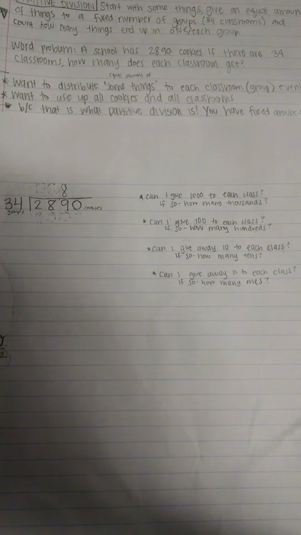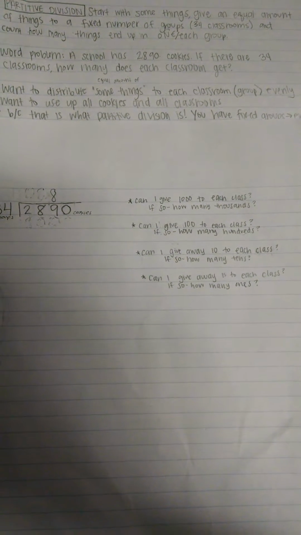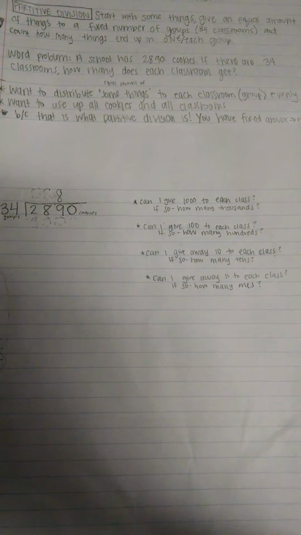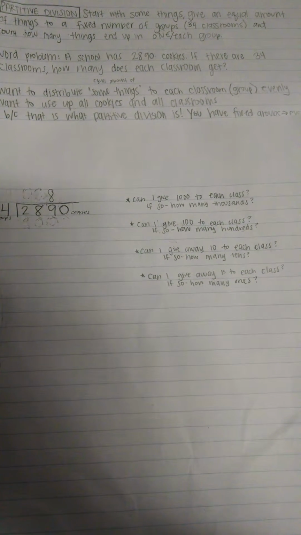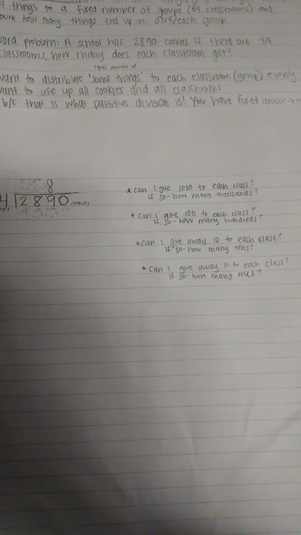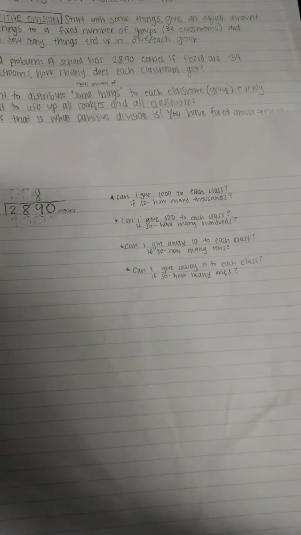So for a word problem, a school has 2,890 cookies. If there are 34 classrooms, how many does each classroom get? So since we're doing partitive division, we want to distribute all of the cookies to each classroom. And partitive division is when you have a fixed number of groups and count how many things are in each group.